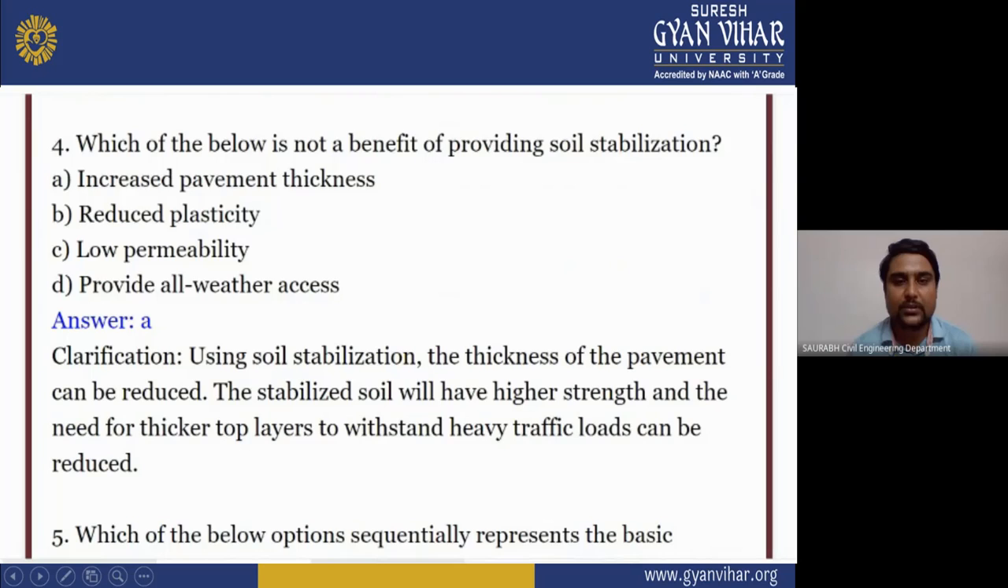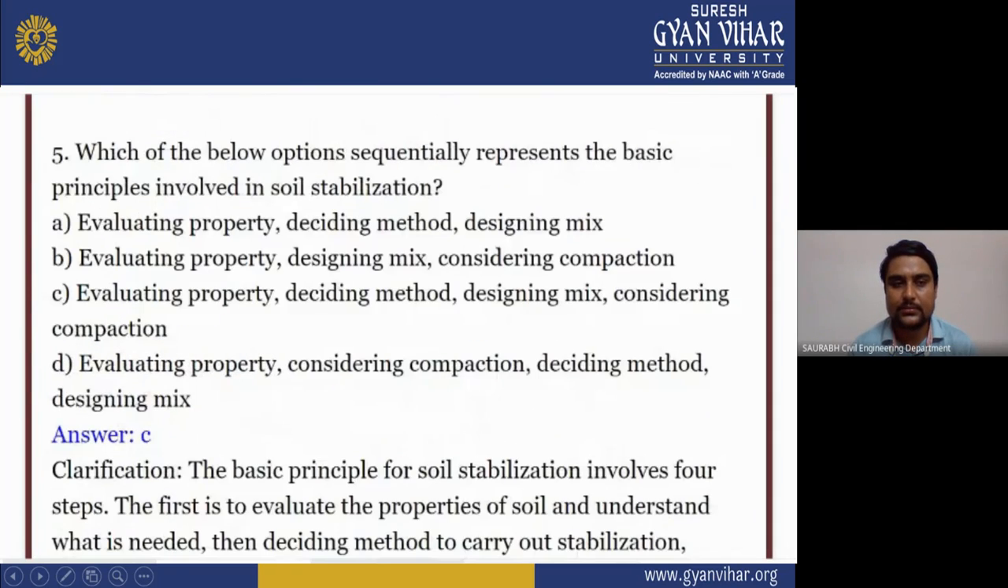Which of the below is not a benefit of providing soil stabilization? Increase pavement thickness, reduce the plasticity, low permeability, provide all weather access. Here is the right answer: A. A will be the right answer. Come to the next question.